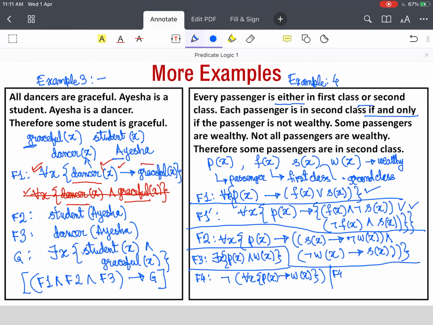We could also write this in a slightly different way, which means F4 could also be that there exists some passenger who is not wealthy, which means some passengers are not wealthy, means that we could write that there exists X, passenger X, and not wealthy X. And we will see that both of these are equivalent. And how do we write F5, or which is our goal? Therefore, some passengers are in the second class, which means that there exists a passenger and that passenger is in the second class.